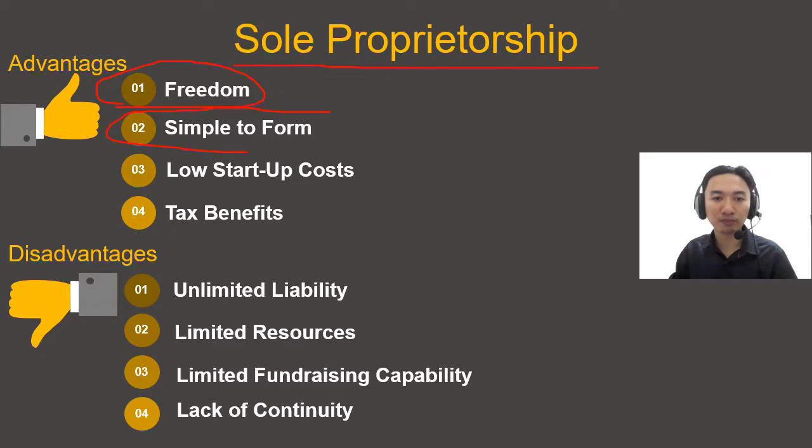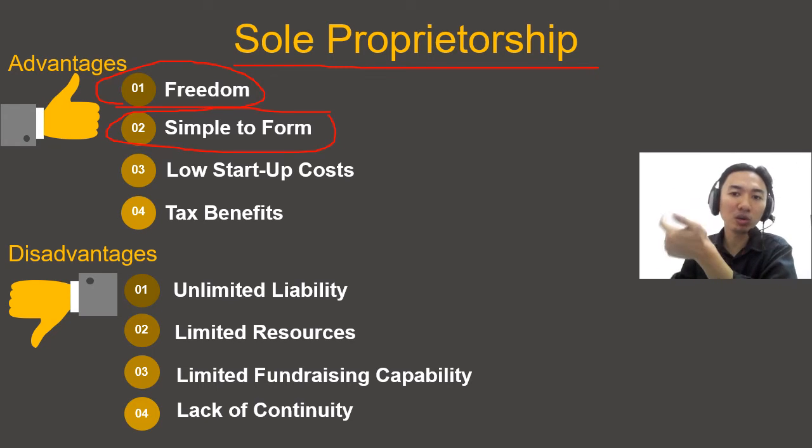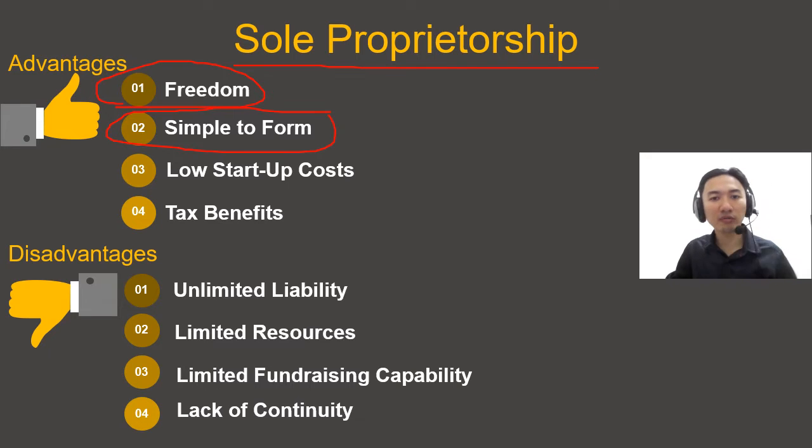Next one is simple to form. Now, if you compare sole proprietorship versus corporation, sole proprietorship is way easier to form and set up. In a corporation, you have to deal with various legal things. For example, you need directors, shareholders, share capital, a registered office, a constitution, board and shareholders meetings, a company secretary, auditors, audited accounts, return filing, and a lot more. But sole proprietorship does not require most of this. So it is quite straightforward. That's why if you want to set up as a start, this might be a good option for you.